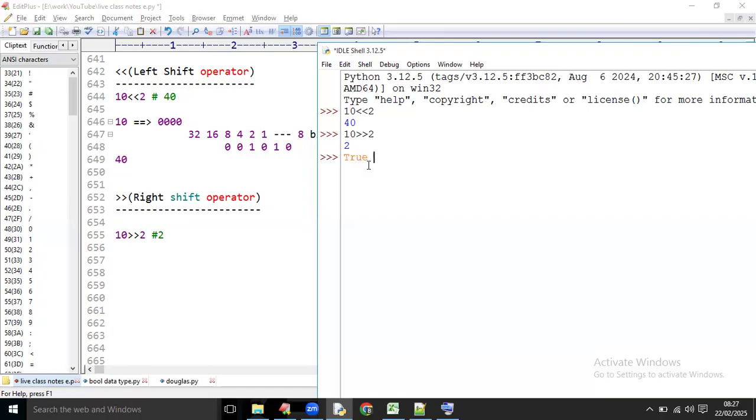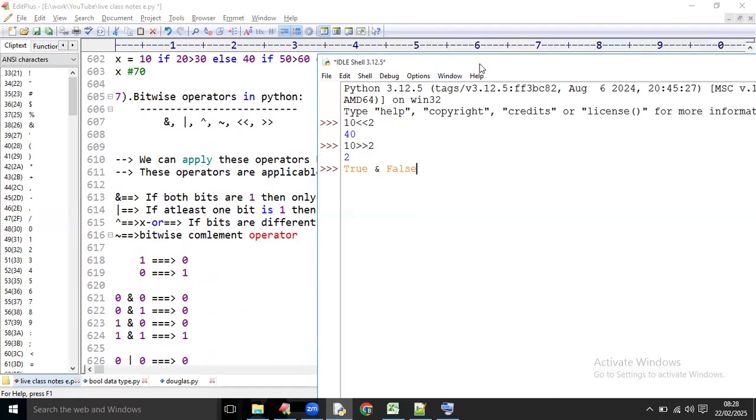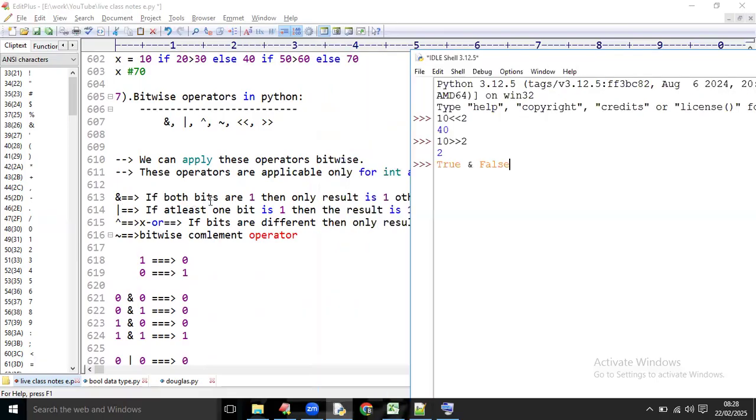True and false. What will it give for AND operations? True means 1 and false means 0, right? The rule for this is that only if both bits are 1, the result is 1. Here it is 1 and 0, so both bits are not 1. That means it will give 0, and 0 means false. So it has to give false.